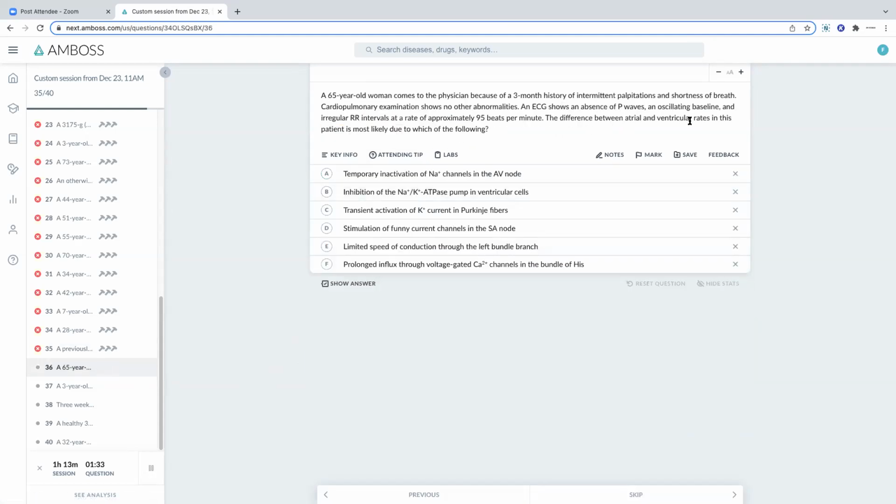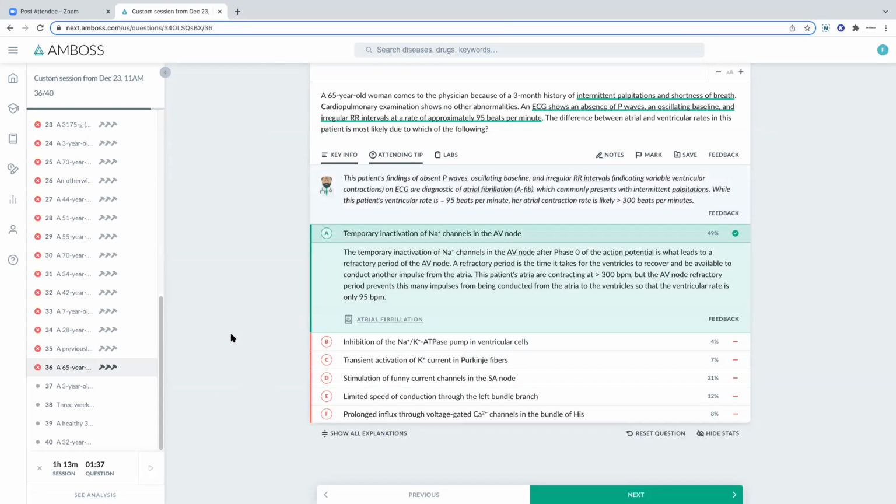The difference between atrial and ventricular rates is due to which of the following? Which one did you guys choose? Very good. Atrial fibrillation. Okay. Are we clear? Yes or no? Absence of P waves and irregular RR intervals. Did we not do this before? Very good.